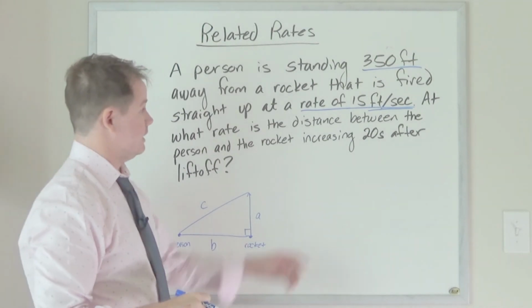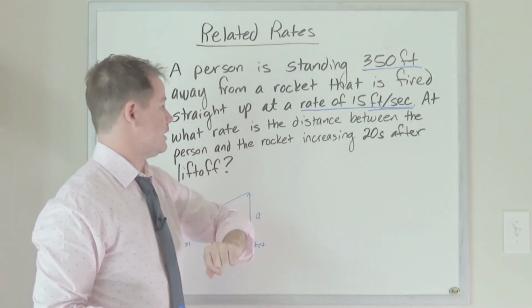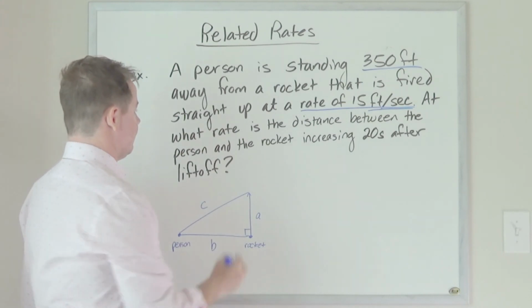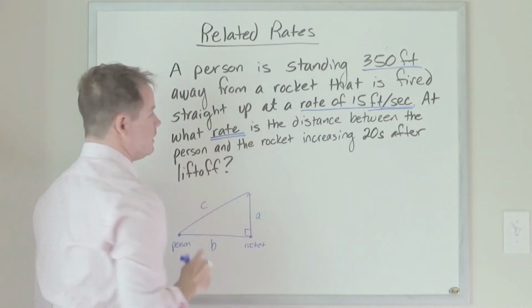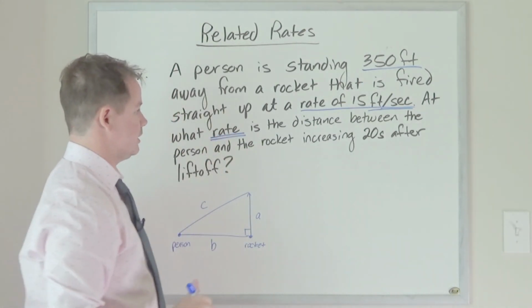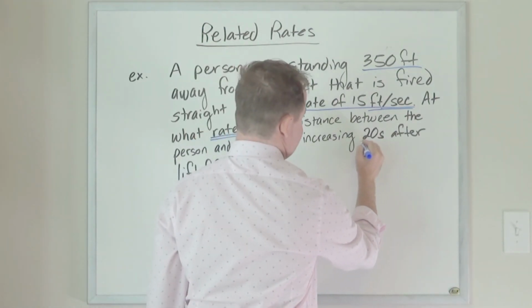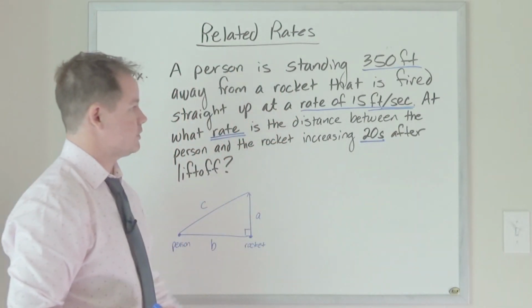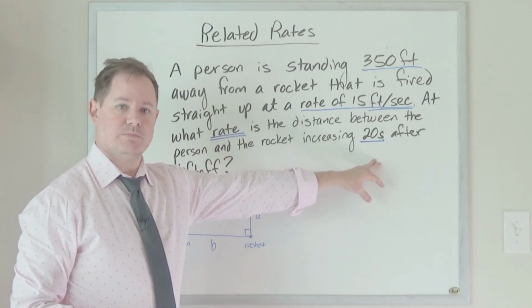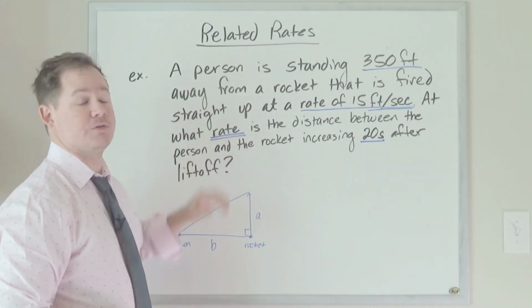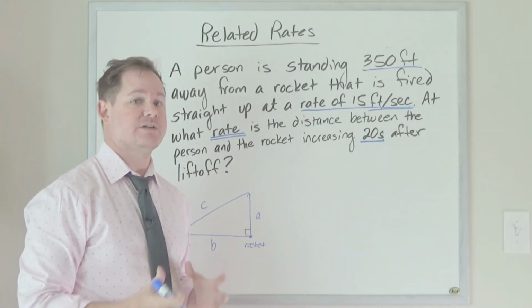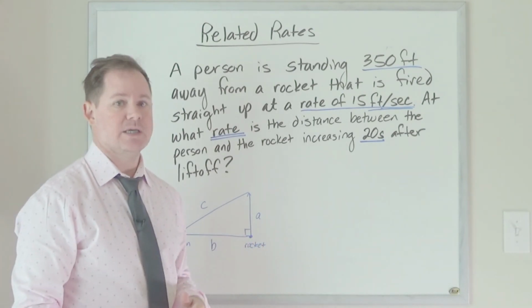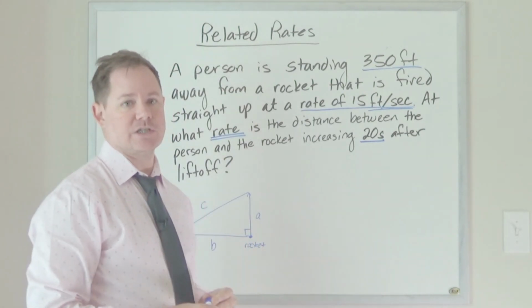That is a change in distance over time. And then they want to know at what rate is the distance between the person and the rocket increasing 20 seconds after liftoff. So 20 seconds is another set value. We're looking for a rate, which means our answer should be in feet per second. And let's see if we can get into the calculations of it here.